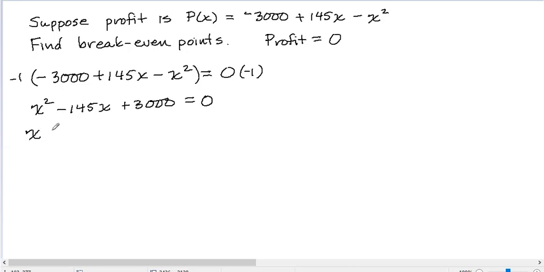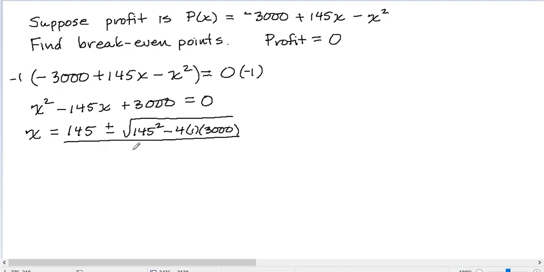To solve, x is the opposite of negative 145, so positive 145 plus or minus square root of 145 squared minus 4 times a, which is 1, times c, 3,000, all over 2 times a, which is 1. 145 plus or minus, simplify under the square root, I get 21,025 minus 12,000.